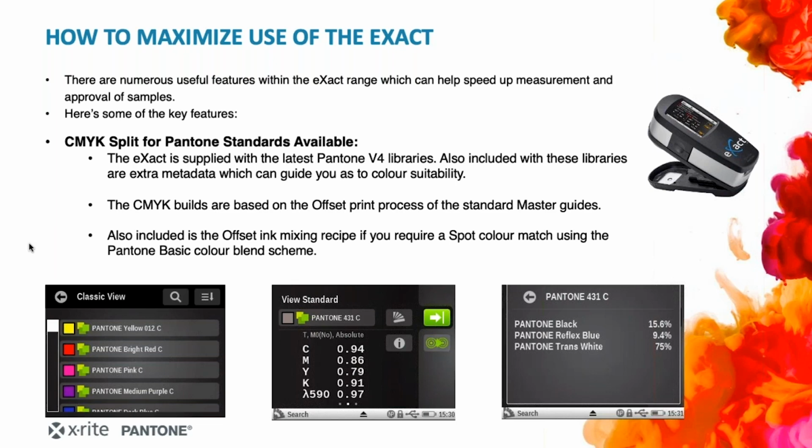As you can see from the screenshots below, what do we get? We get an overall density. We get an estimated CMYK split for that individual Pantone reference. This is all Pantone data based around the offset libraries. We also then get embedded into the eXact an example ink recipe. If you're using Pantone blend scheme, then this is also the recipe which is printed in the guide that you may be familiar with. Again, this is extra information which you may or may not be aware actually exists in these libraries. Very useful in certain workflows.